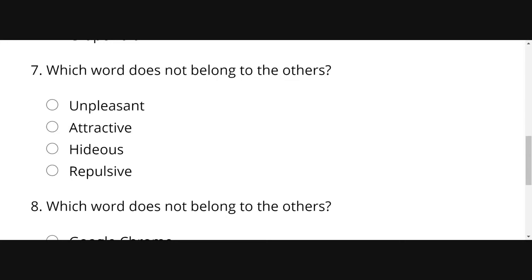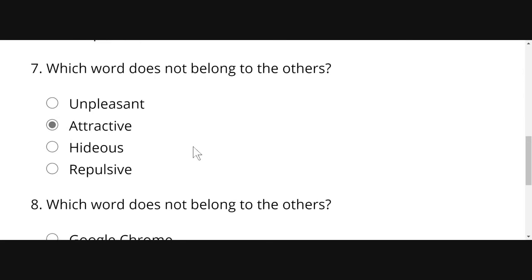All right, guys, we're past banana now. I've already chosen banana. Come on, which word is it? Attractive, unpleasant, hideous, repulsive. I'm going to go. I see one person saying attractive. Charles, where did you get attraction from? It's attractive. All right, so I'm going to go with attractive. We're at question number 8.